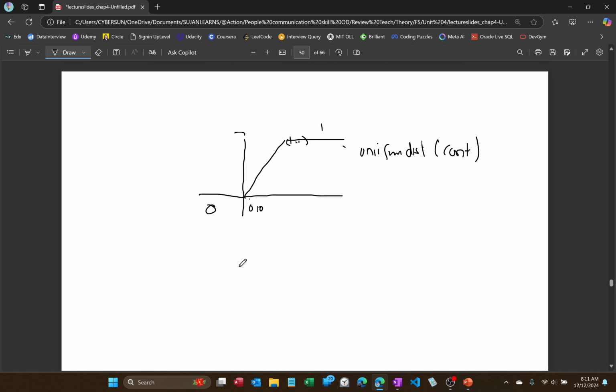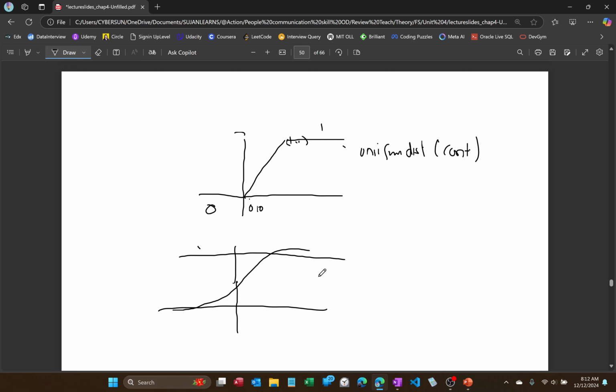Now let me show you the CDF of a distribution where it is a curved shape. It is an S shape. That is, it goes like this, and it's an S shape. This is the CDF of a standard normal distribution.